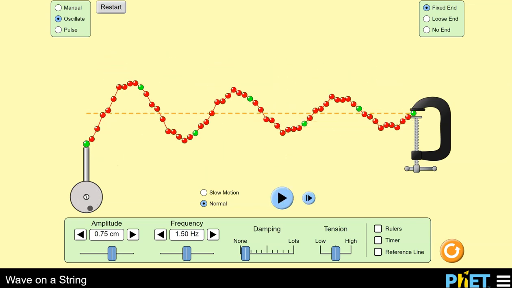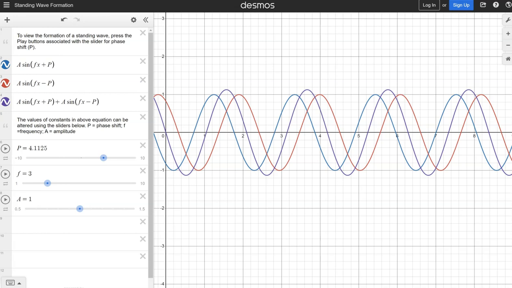So I have a different simulation to show you. Here we have two waves. The blue one right here is one of the waves. This red one is another wave. And the function is set up so that one of them travels to the right and the other travels to the left.